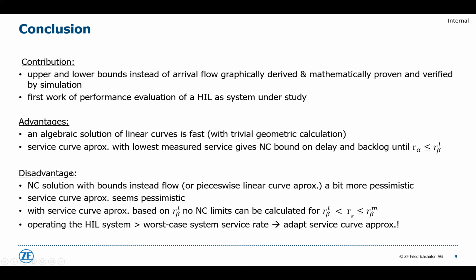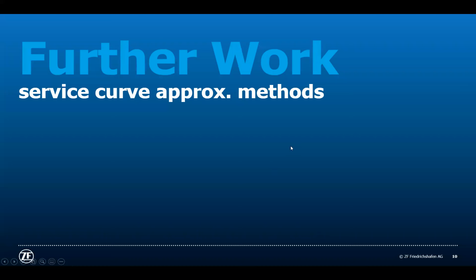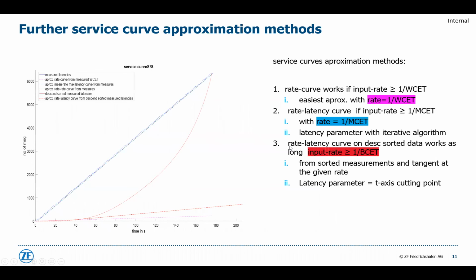And the disadvantage I already said: when we want to operate the HIL system higher than the lowest service rate we found, then we need to adapt the service curve approximations. And now I did some further work on the approximation methods. Here you see the measured latency as a cumulative sum of messages over time in blue, and the magenta one is the first method we proposed, so the worst case rate we found, and that's the curve here.